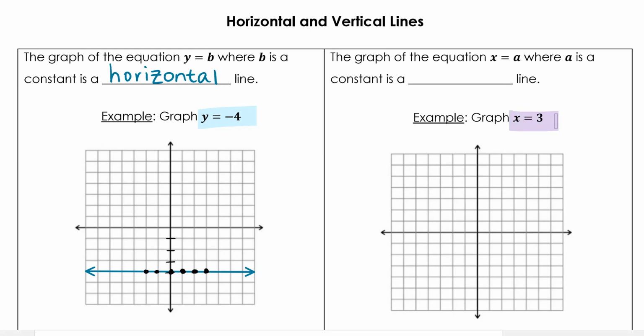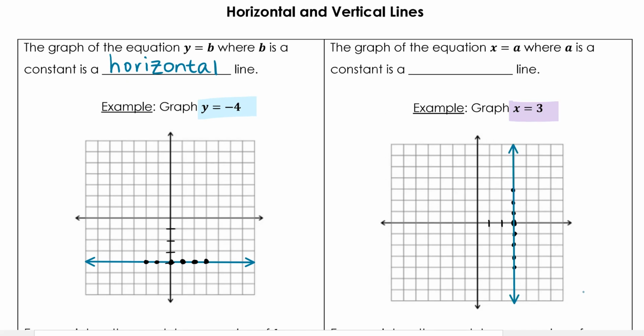Likewise, if we were asked to graph x equals 3, it means that at every point on this graph, x equals 3. So x equals 3 here, and here, and here, and here. Every single y value produces an x value of 3. What kind of line do we have? Vertical.